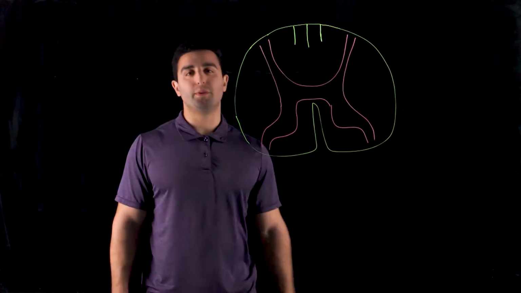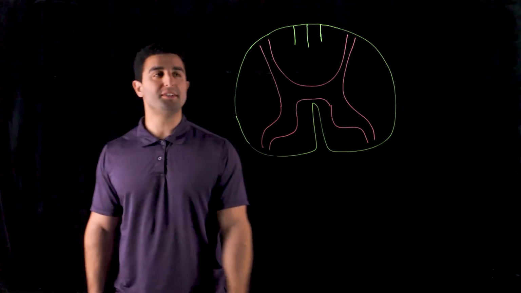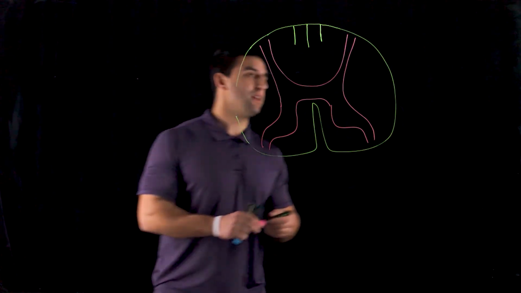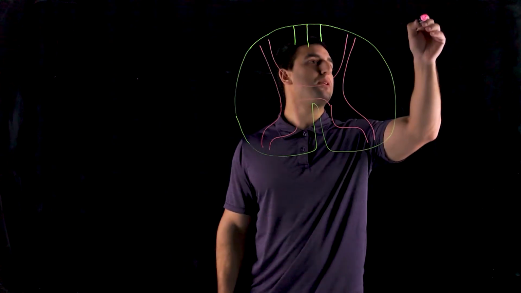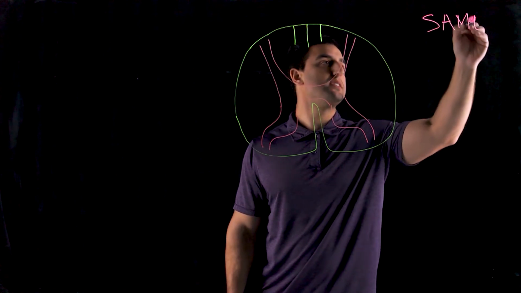So now we're going to look at the spinal cord. We have this transverse cross-section of the spinal cord. Before we actually look forward and address this, let's talk about some of the different parts. You have this acronym that I always remember, SAME.